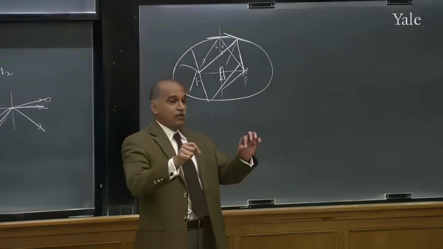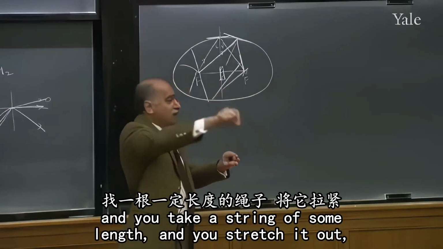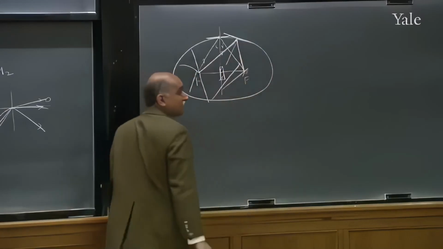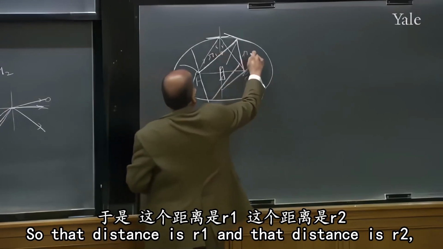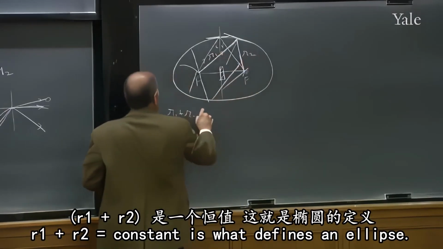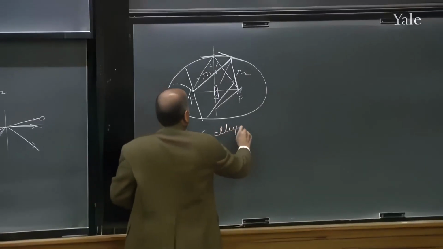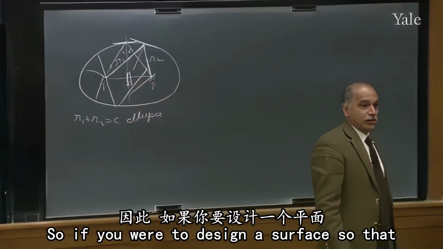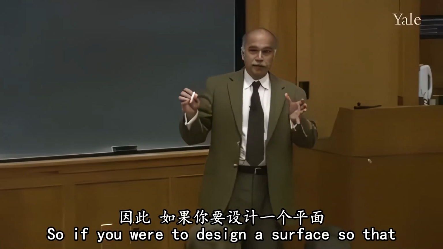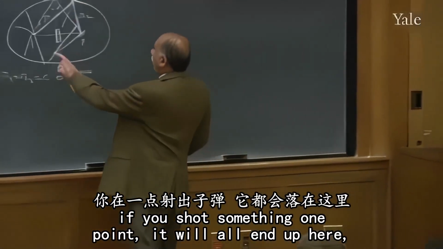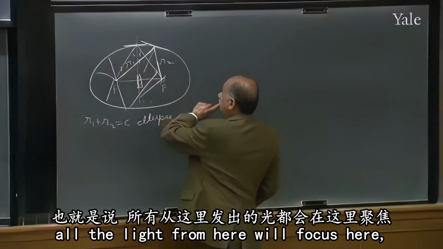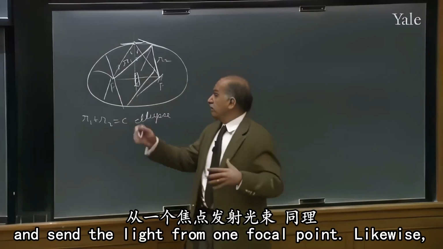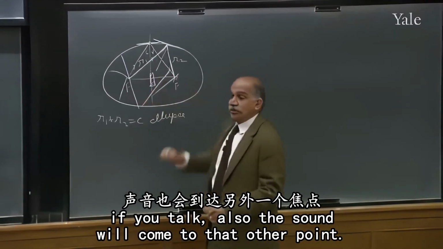That's how an ellipse is drawn. You take two thumbtacks and you put them in the paper, and you take a string of some length, and you stretch it out, grab your pencil and move it, and you will draw the ellipse. So if that distance is R1, and that distance is R2, R1 plus R2 equal to constant is what defines an ellipse. But the time taken is really R1 plus R2 divided by C. So if you were to design a surface so that if you shot something from one point, it'll all end up here, all the light from here will focus here, you should build an ellipse and send the light from one focal point. Likewise, if you talk, also the sound will come to that other point.